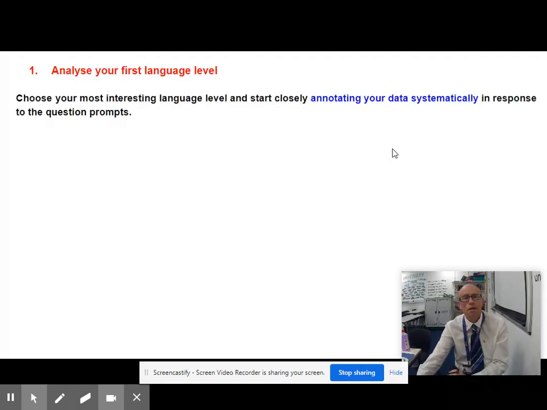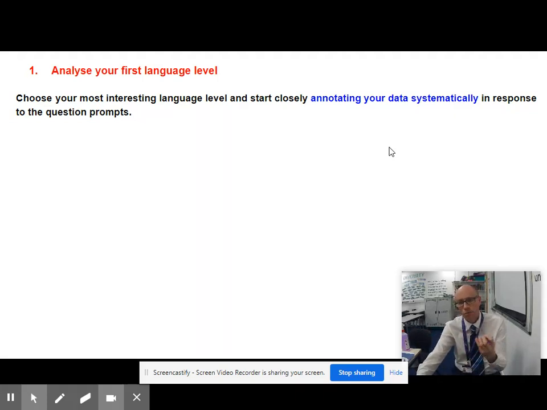So here goes. First of all, choose one of your language levels that you think is going to provide you with lots of detail. Annotate your data very, very systematically. Perhaps you might want to do this in different colors so that, for example, all of the grammatical features you're noticing you put in one color, e.g. pronoun usage, modal auxiliary verbs, things to do with sentence functions or sentence types, etc. So make sure that you do this in a really comprehensive and systematic way.